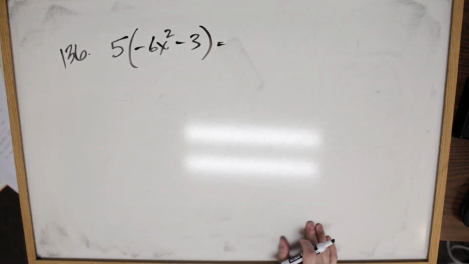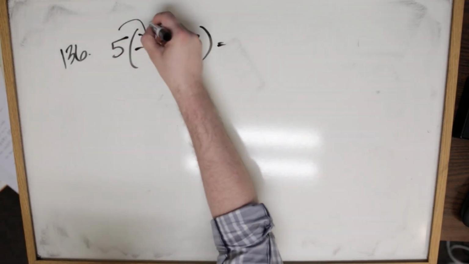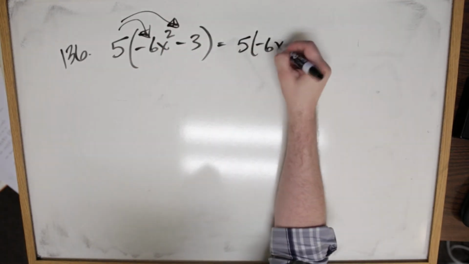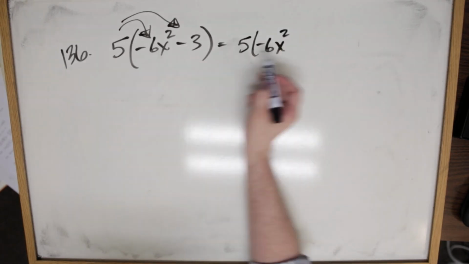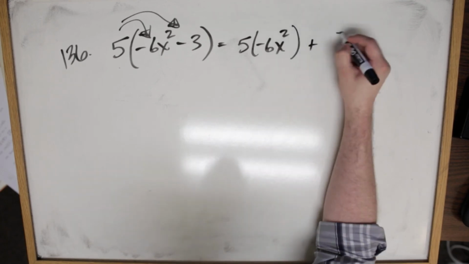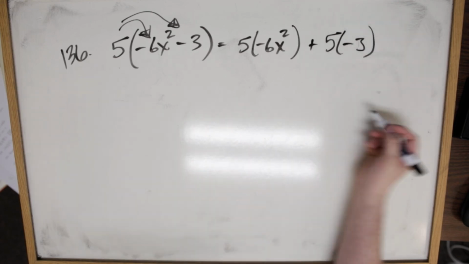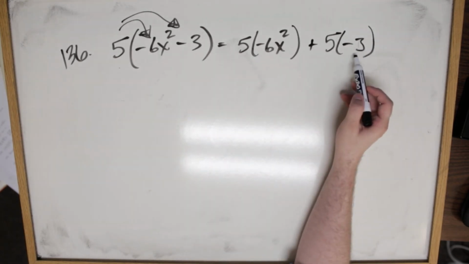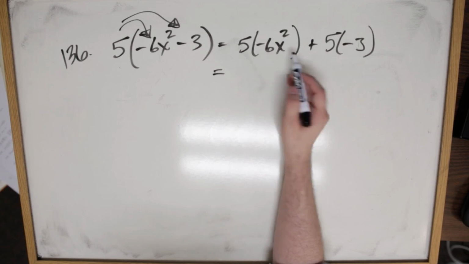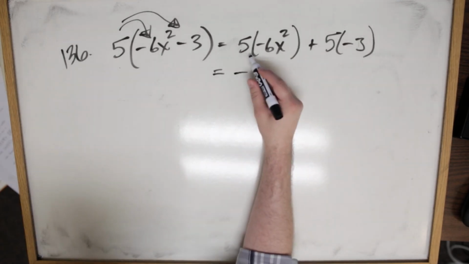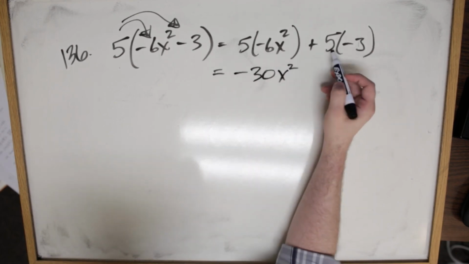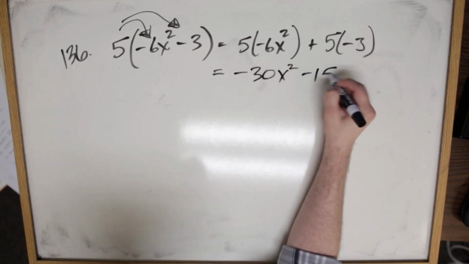Okay, so again, distributive property. The 5 goes multiplying to each piece individually. So 5 times a minus 6x squared. So the whole thing gets multiplied by that value. Plus 5 times a minus 3. Okay, the minus 3 is right there. So let's go ahead and multiply this out. Now the 5 is going to multiply by the coefficient here, which is minus 6. So 5 times a minus 6 is a minus 30. The x squared comes along for the ride, and now I do 5 times a minus 3, and that's equal to a minus 15.